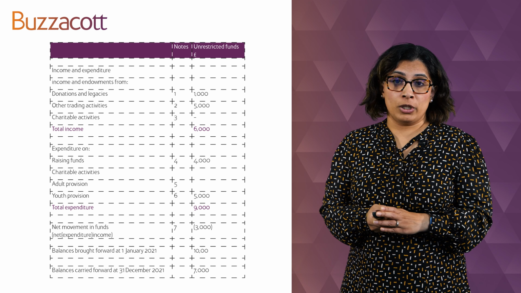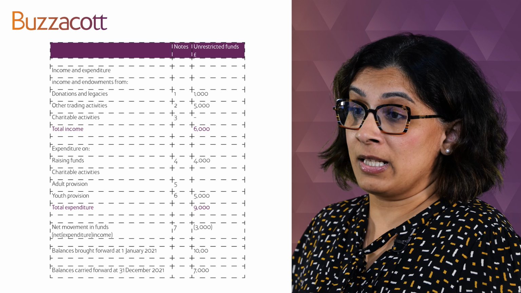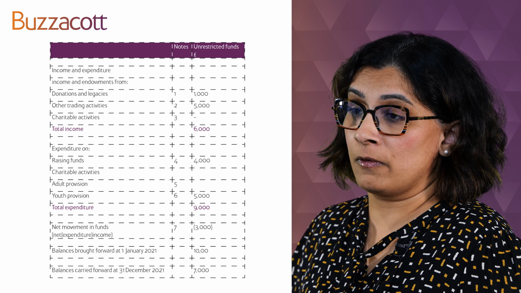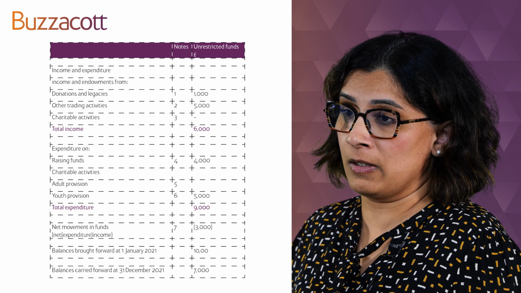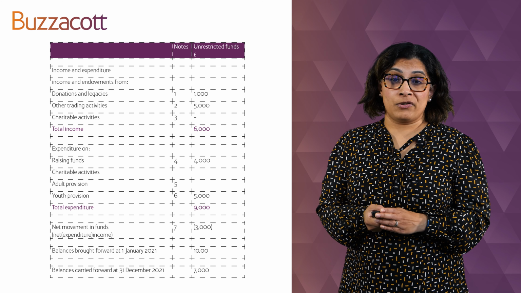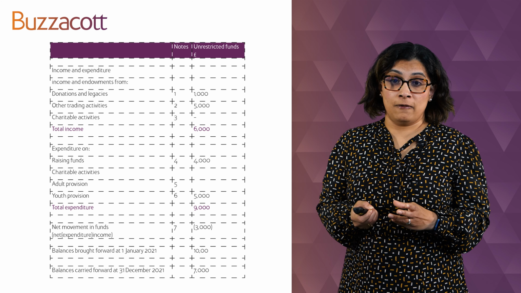Typically, the first column that you tend to see in any charity's accounts are unrestricted funds. It is, as the name suggests, relating to funds that are free of any restrictions from donors or funders who've given monies to the charity. Therefore, those monies can be used for any purpose within your charity's objects that the trustees and management see fit.